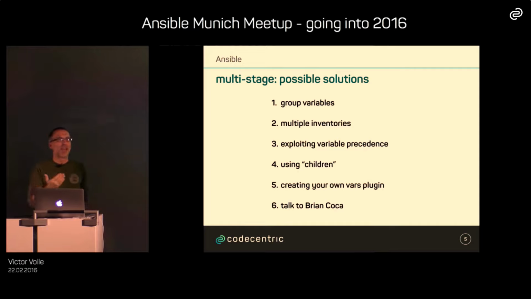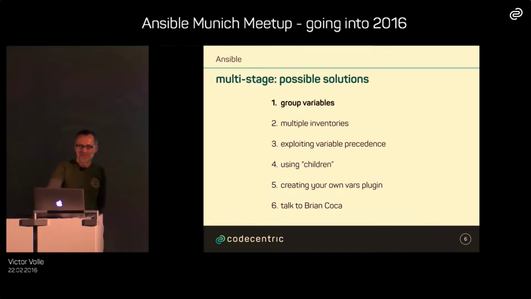Then Ansible has a variable precedence. You could just use that. Then Ansible has the notion of groups and children of groups. You could use that. You could do what I did: create your own vars plugin. Or you could go to Ansible Fest, talk with one of the core guys, and probably find a better solution. We will see that.